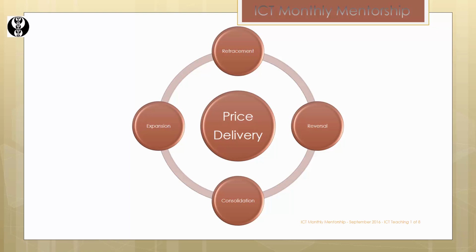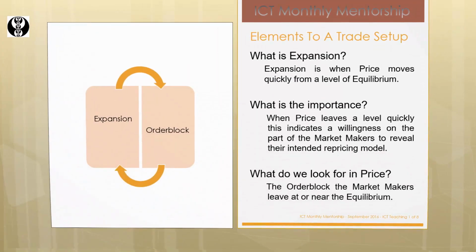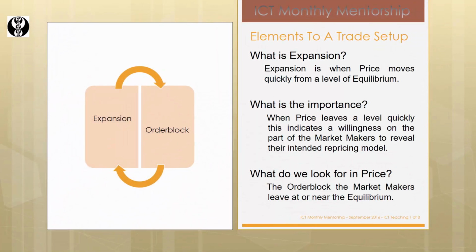The main thing is just understanding these 4 individual characteristics to a trade setup, because price is delivered by one of these 4 conditions. It can't be any other way. Now, what is expansion? Expansion is when price moves quickly from a level of equilibrium. Expansion couples directly with the tool of an order block. Now, what's the importance of knowing expansion? Well, when price leaves a level quickly, this indicates a willingness on the part of the market makers to reveal their intended repricing model. Now, what does that mean?